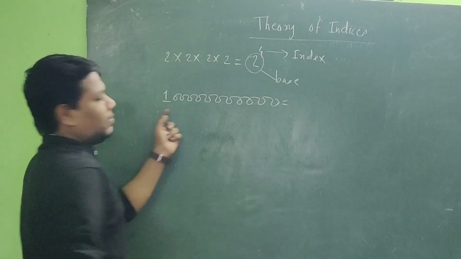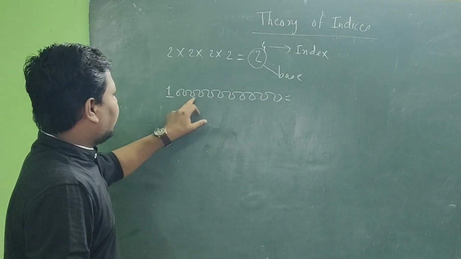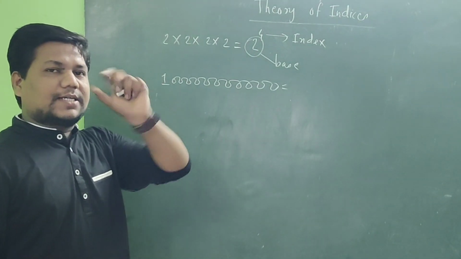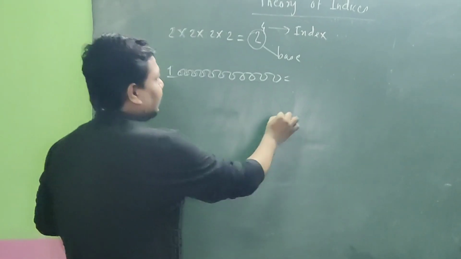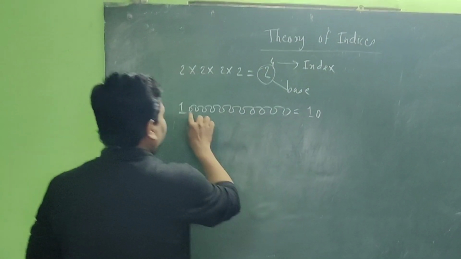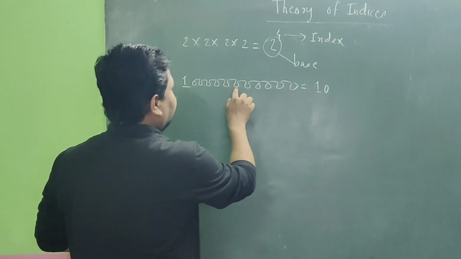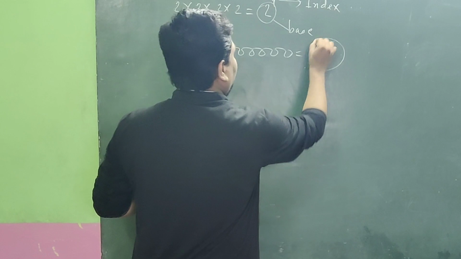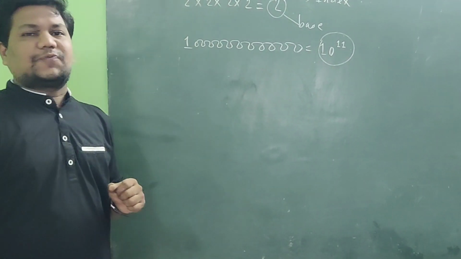You can count how many zeros are there: 1 2 3 4 5 6 7 8 9 10 11. Then, to write it in a short form, we can write 10 raised to 11. So this is the indices form.